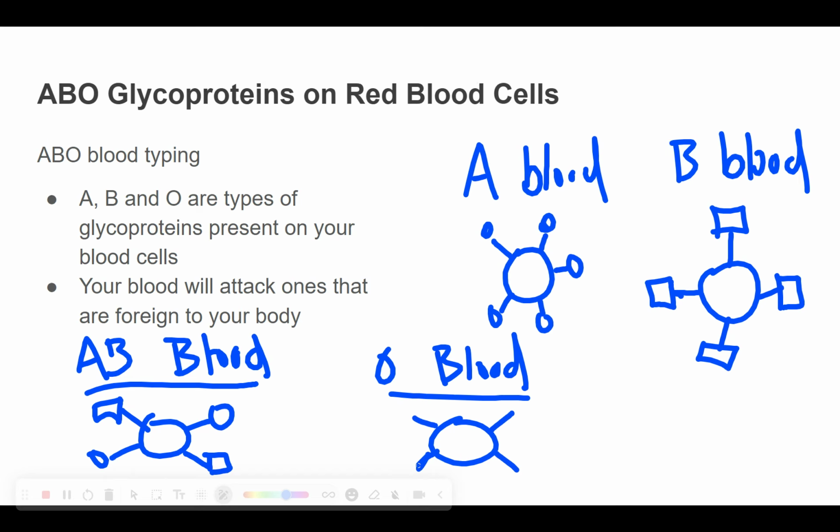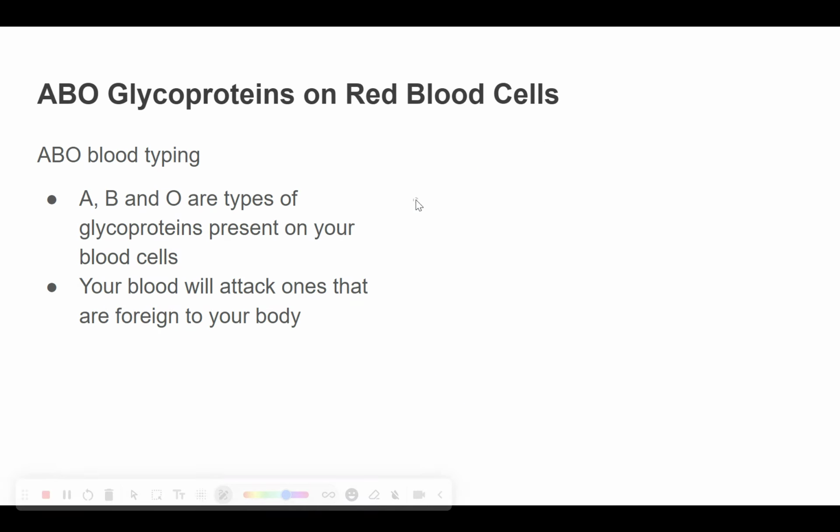So this is important because your blood attacks blood cells that are foreign to your body. So if you get a blood transfusion or an organ transplant that has the wrong type of blood still present in it, which they would never do at the actual hospital, but whatever, your blood attacks blood cells where it doesn't recognize these chains on the outside of the proteins. So that's a really important example of glycoproteins and cell-to-cell recognition. All right, we're going to keep going to the lipids information. If you need a little break, this is a good time to pause.